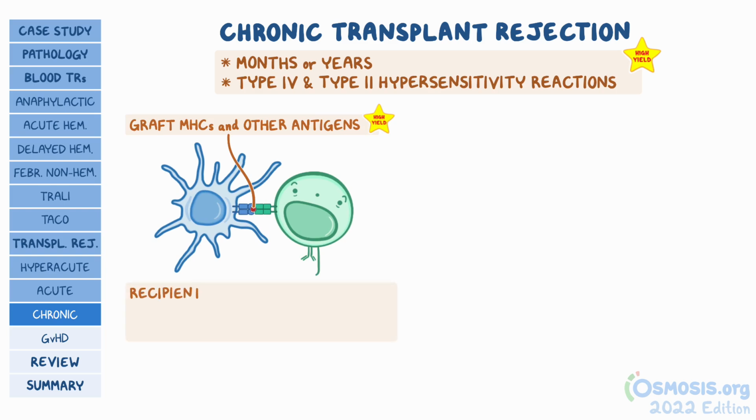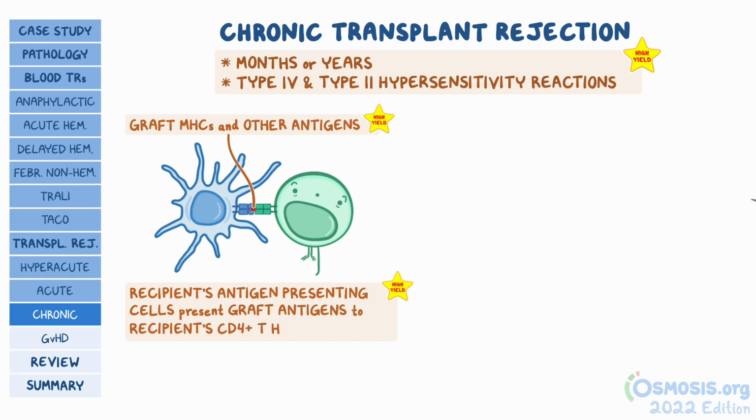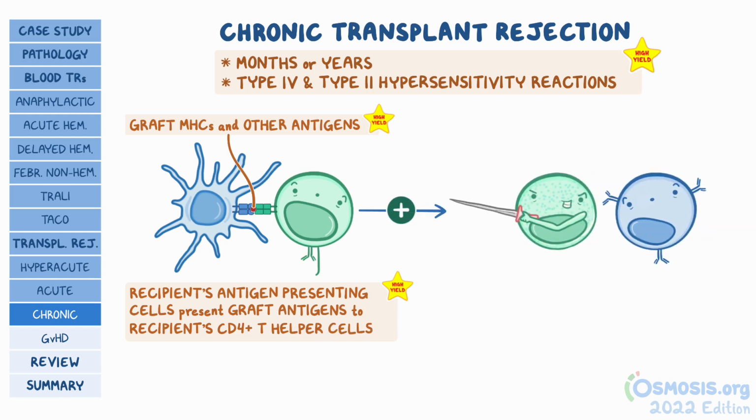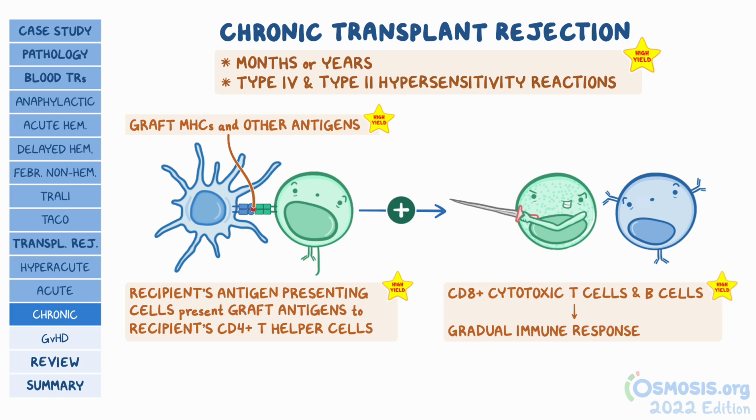captured by the recipient's antigen-presenting cells. The antigen-presenting cells then present the graft antigens to the recipient's CD4 T helper cells. Finally, T helper cells activate CD8 cytotoxic T cells and B cells, triggering a gradual immune response that ultimately damages the transplanted organ.